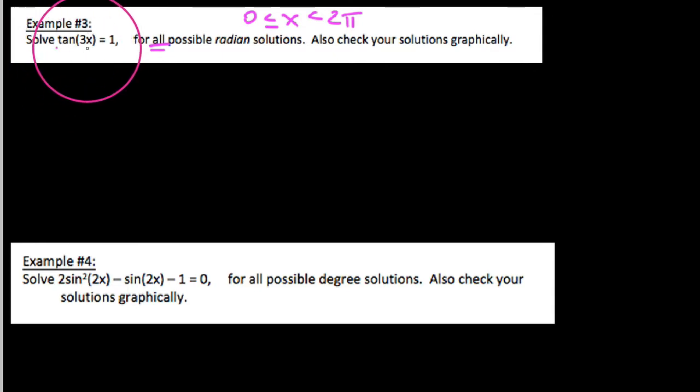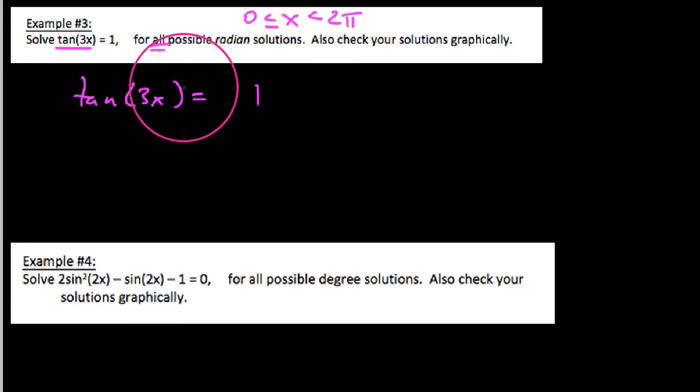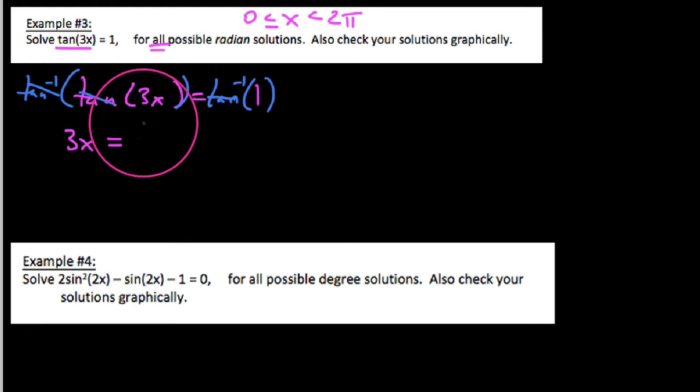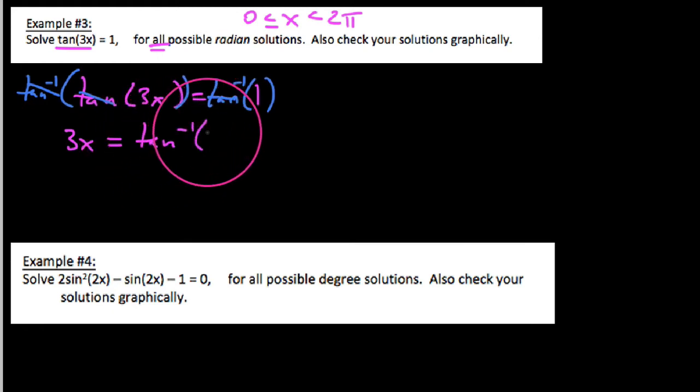First things first, let's get the trig function by itself. And what I notice is tangent of 3x is already by itself. So I get this. This is equal to 1. To undo the tangent function, we'll do tangent inverse of both sides. So we say tangent inverse of this, tangent inverse of this. And so these cancel out. We get left with 3x equals the tangent inverse of 1.